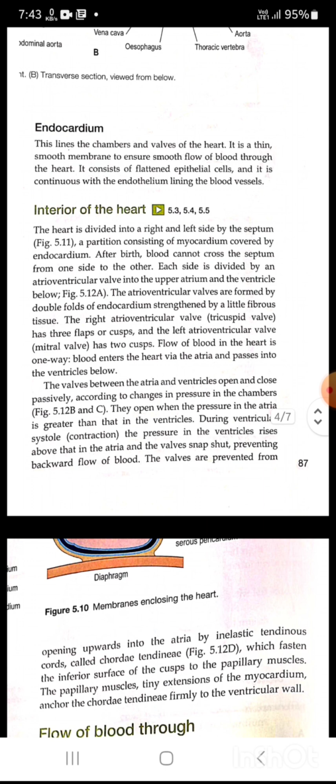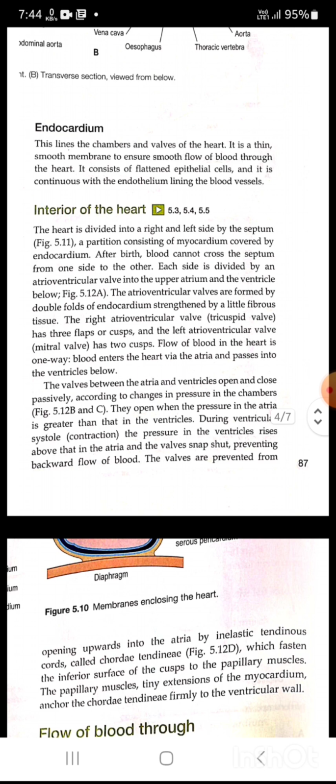The heart is divided into a right and left side by the septum. What is the septum? A partition consisting of myocardium covered by endocardium. After birth, blood cannot cross the septum from one side to the other side.